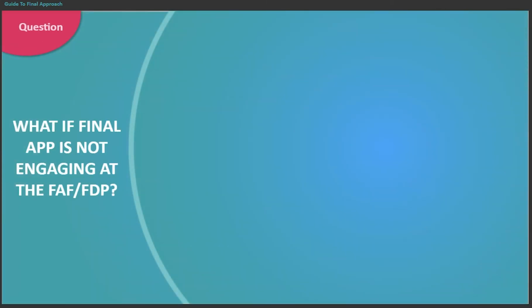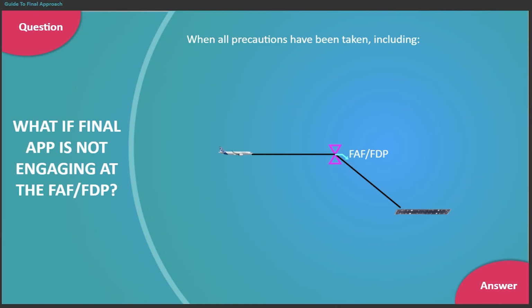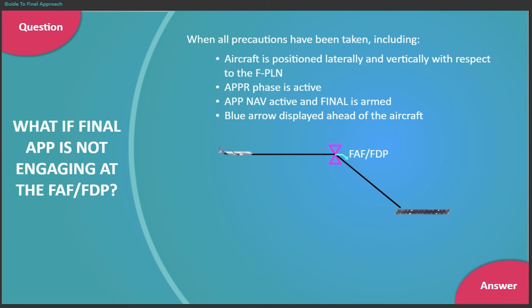What if final APP is not engaging at the final approach fix or final descent point? When all precautions have been taken, including the aircraft is positioned laterally and vertically with respect to the flight plan, approach phase is active, APP nav is active and final is armed, blue arrow is displayed ahead of the aircraft. Then, if all these precautions have been taken, final APP should engage as planned.